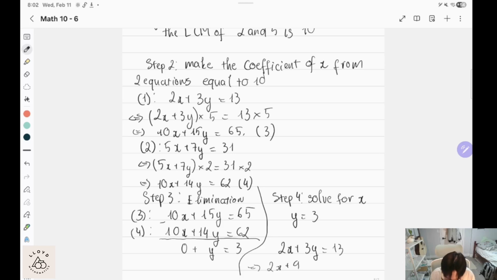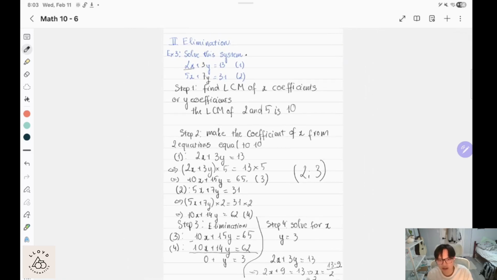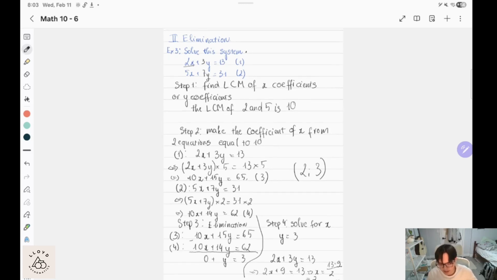So what do we got here? 2x plus 9 equal to 13. So x is equal to 13 minus 9, divided by 2, which is 2, right? So the answer right here is x equals 2 and y equals 3. This example may look a little bit longer, but for simpler systems of equations this can be really simple. I just chose the hardest one so you can understand how we solve it step by step.